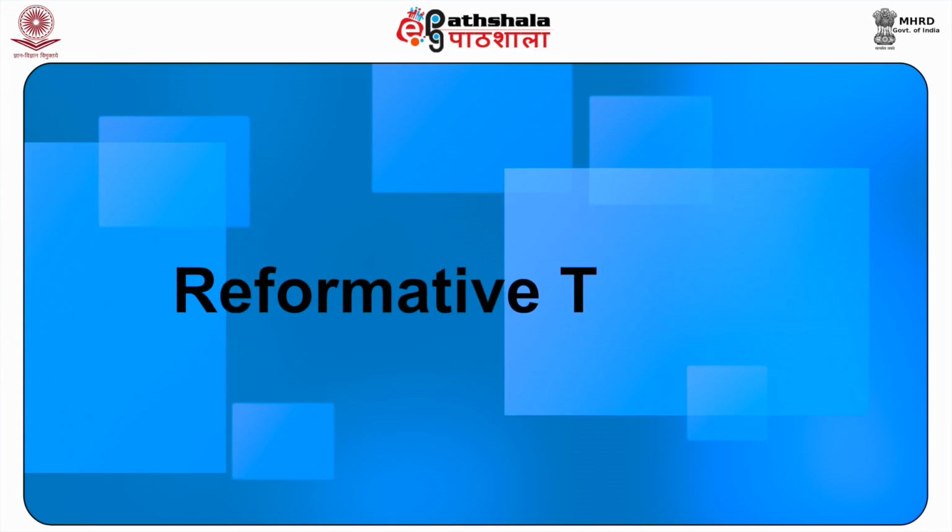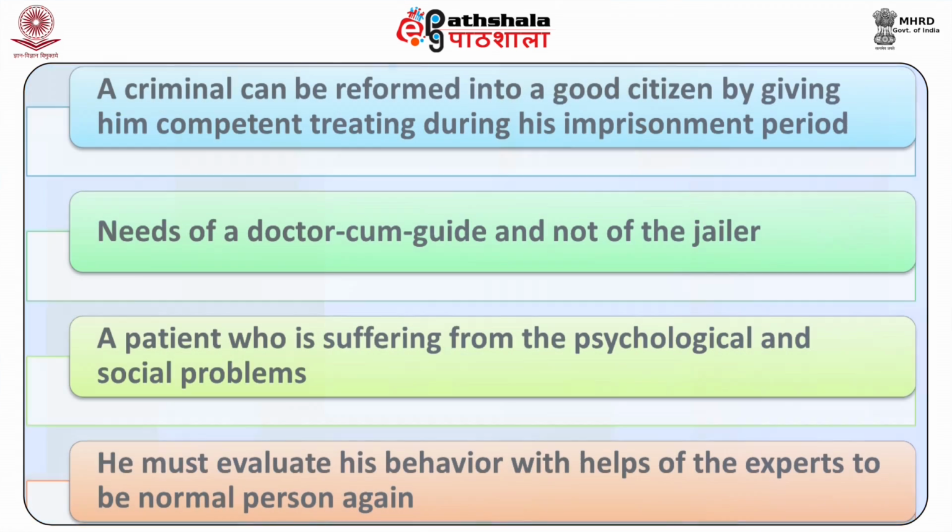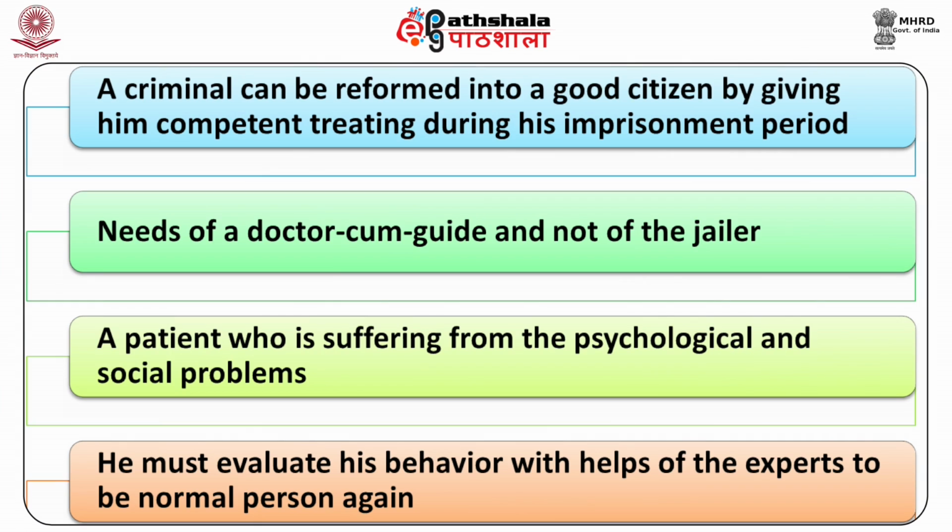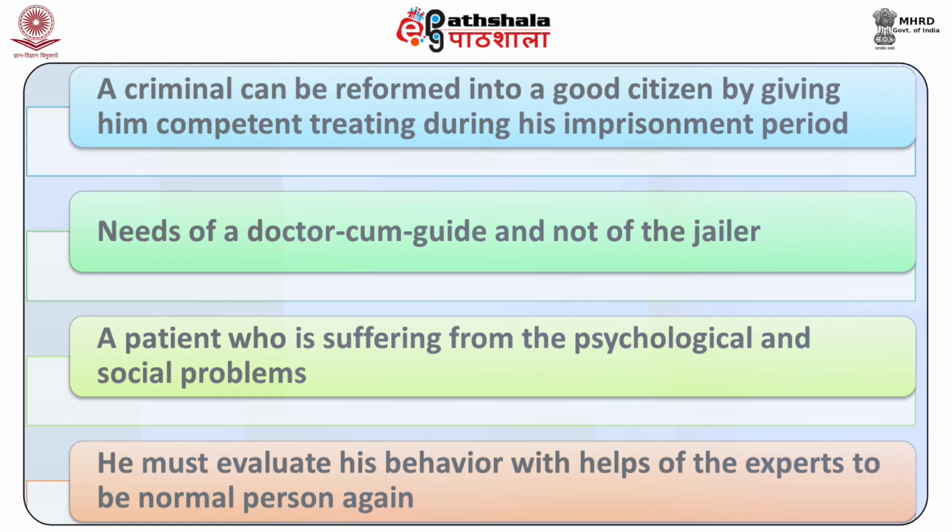The fourth theory is reformative theory. This theory claims that a criminal can be reformed into a good, law-abiding citizen by giving him competent treatment during his imprisonment period. He is in need of a doctor cum guide and not of a jailer. Offenders are treated more like patients suffering from psychological and social problems. He must evaluate his behavior with the help of experts to become a normal person again.